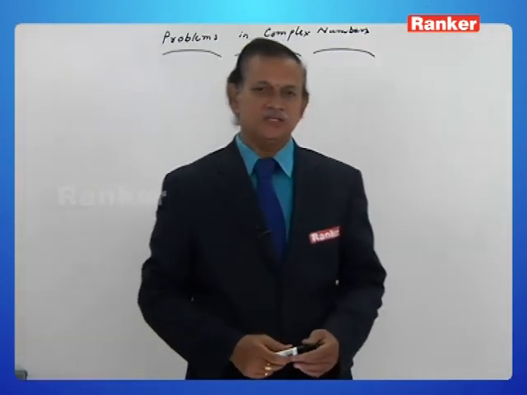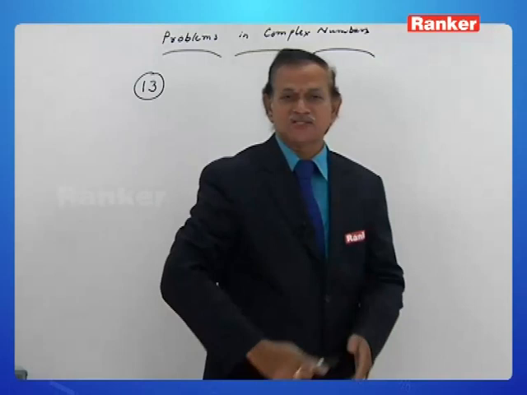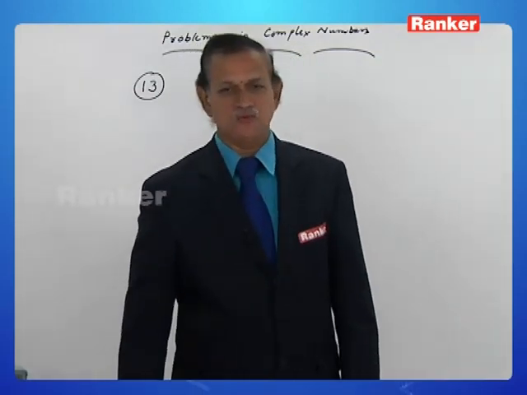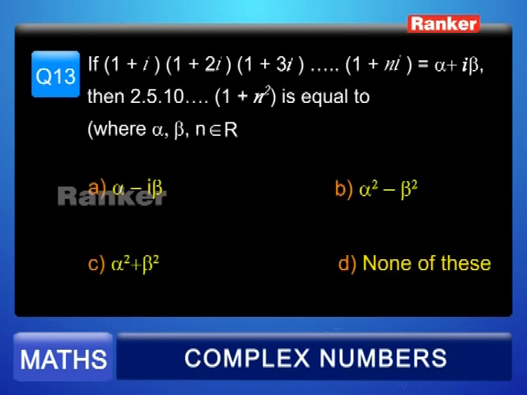The next question is question number 13. Another simple question has come to us. Let us receive it carefully. (1 plus i)(1 plus 2i)(1 plus 3i)(1 plus 4i) and so on up to (1 plus ni). If at all it is alpha plus i beta, then what is 2 into 5 into 10 and so on up to 1 plus n square?